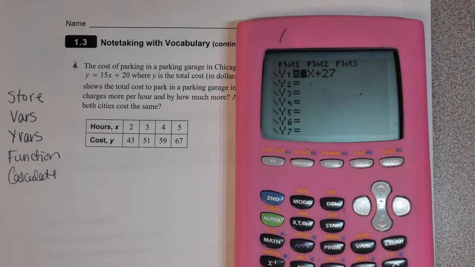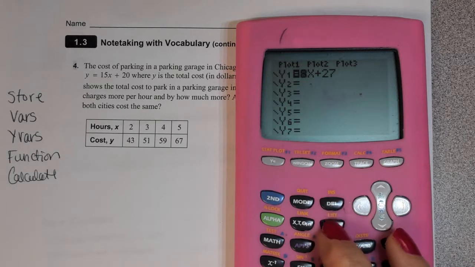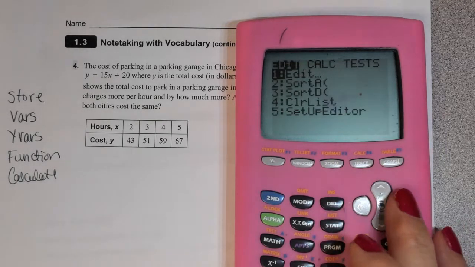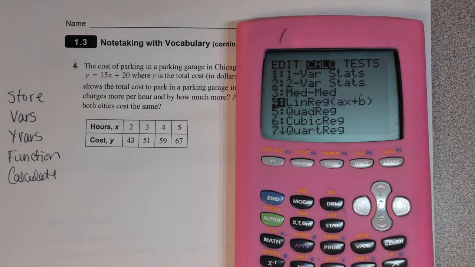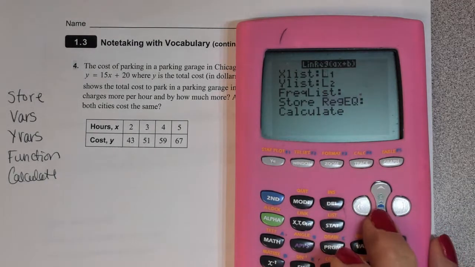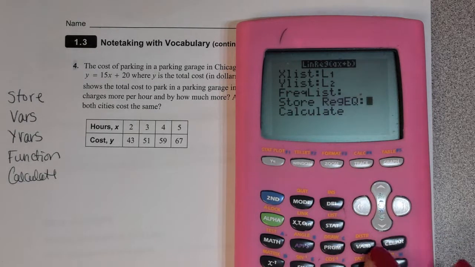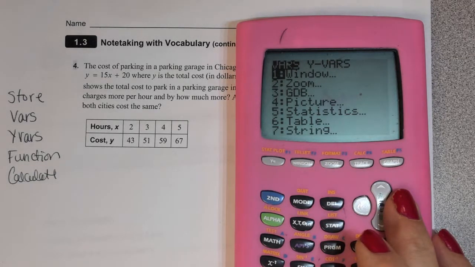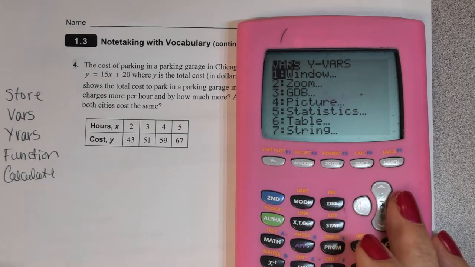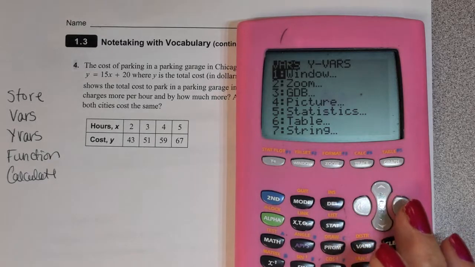Yes? How did I get what? So you go to Stat and you find a line? Okay, so I go to Stat, I went over to Calc, I went down to Linear Regression, just like yesterday. And then right here where it says Store Regression, that's where I start doing the vars. Mine doesn't have that. Oh, you have an older one? Let me see yours and I'll show you how to do it.